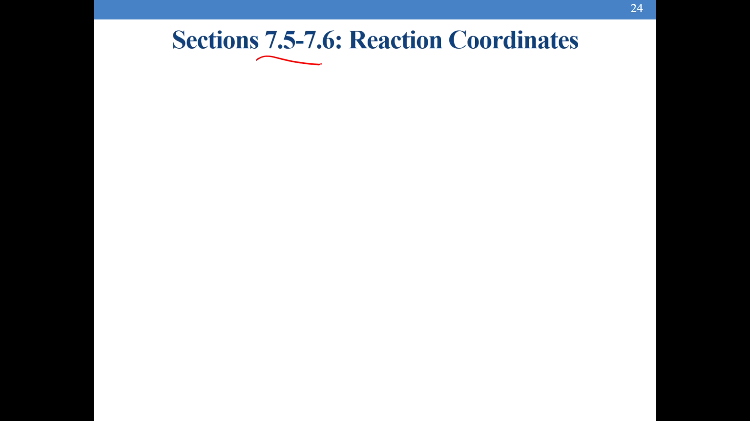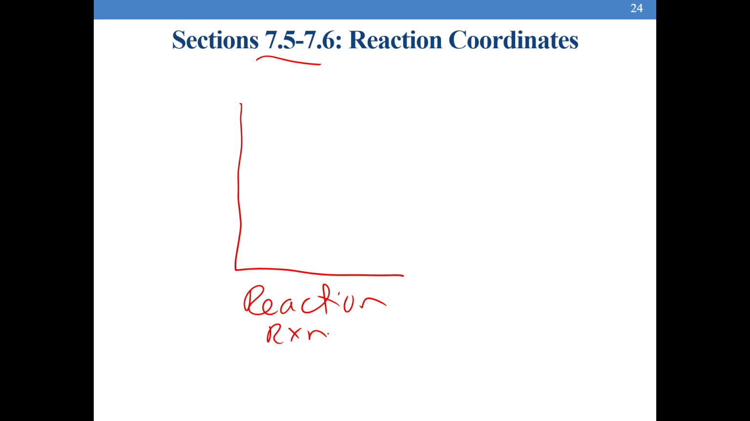Okay? And reaction coordinates, so you know what it is, because we're not going to get to it for 2 slides, is basically a graph. So you're going to have a graph that's going to show you the progress of a reaction. So the x-axis is often called reaction. Sometimes it's called RxN for short.